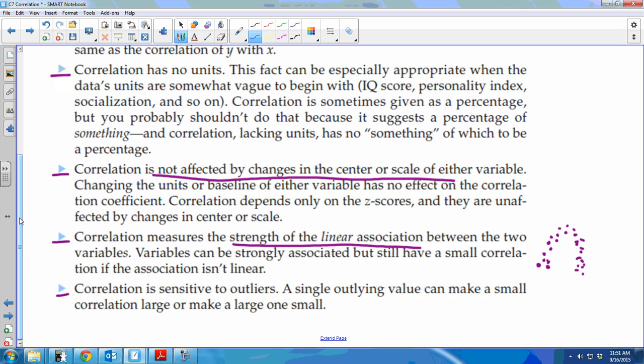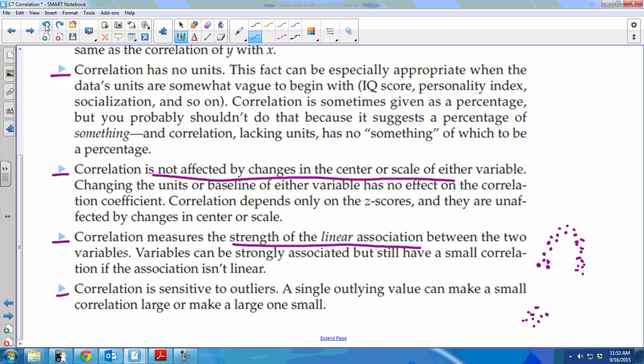And the last one, correlation is sensitive to outliers. A single outlying value can make a small correlation large or make a large one small. So again, we've talked about this example several times. But if you have a cloud of points and then this one outlier, well, that one outlier makes it linear. And so it's going to make the correlation stronger because it's going to make it into more of a line. But if you removed that, then you just have this cloud of points and your association is weak. So your correlation would be low because that's not really linear anyway. Okay? So those are some things to think about today.